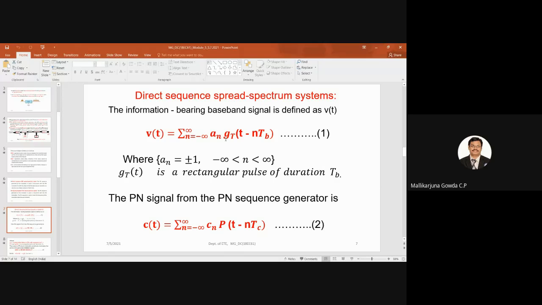Similarly, this pseudonoise sequence, the PN signal from the pseudonoise sequence generator, can be represented as c(t). It is also a rectangular pulse only, so it is written in the same fashion: summation n equal to minus infinity to infinity of c_n p(t minus n T_c). Instead of a_n, we write c_n. Again, the c_n value can be either plus or minus 1, and p(t) will be a rectangular pulse only.